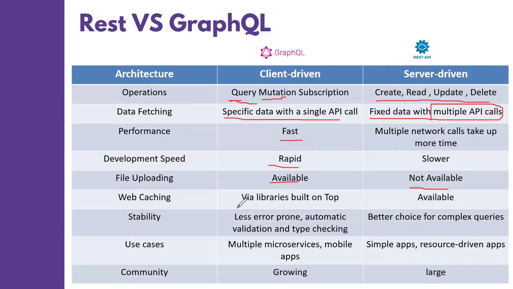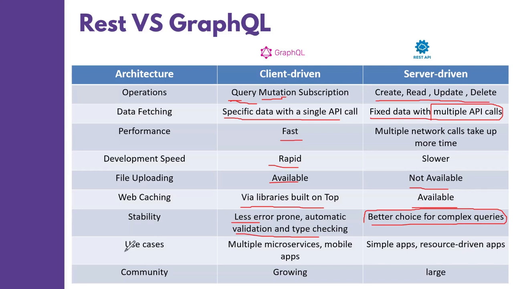And web caching via libraries built on top, it's available in REST API. If we talk about stability, less error prone, automatic validations and type checking, whereas the better choice for complex queries. So if we are going for complex queries, then we prefer to use the REST operations. But if we want less errors, automatic validations and type checking, then we will go for GraphQL.